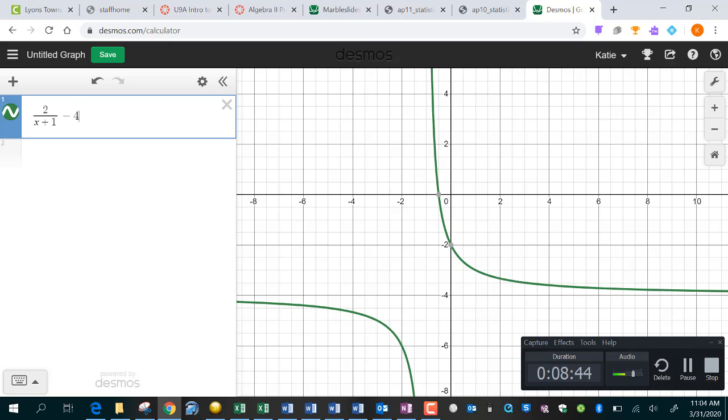And my domain, coming from the left, moves to the right, takes a break at that vertical asymptote and picks up right back on the other side. Same thing with my range moving up and down. It comes up from the bottom there, takes a break at negative 4, and picks right back up on the other side.